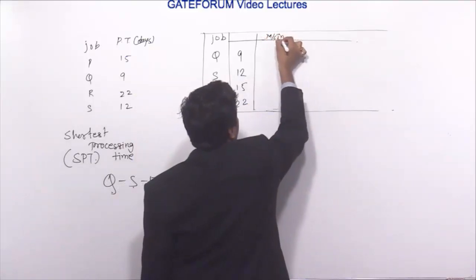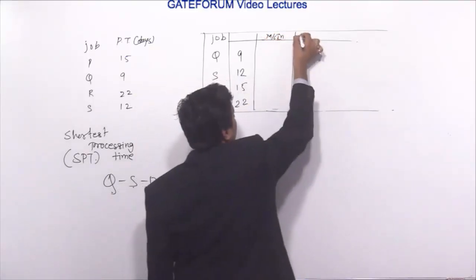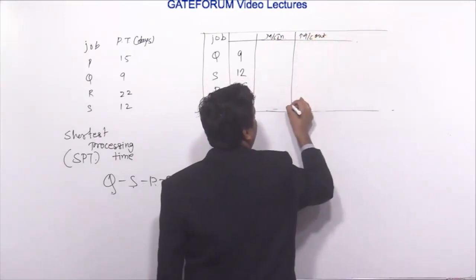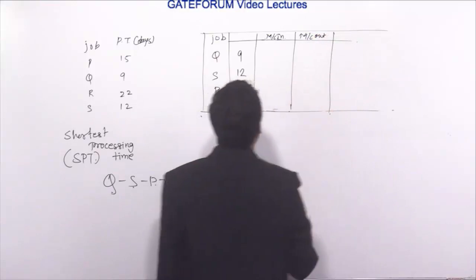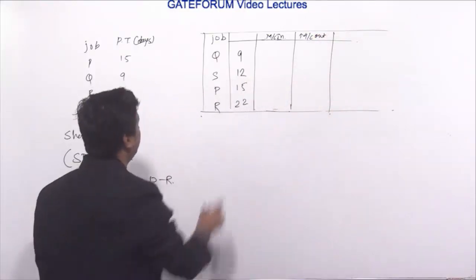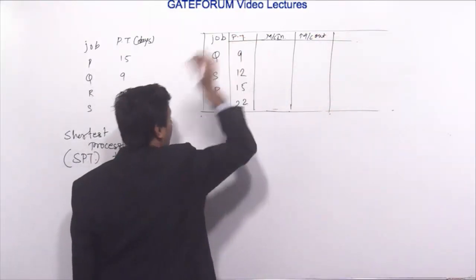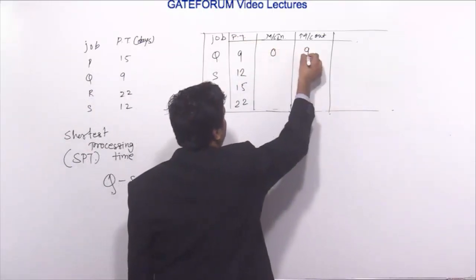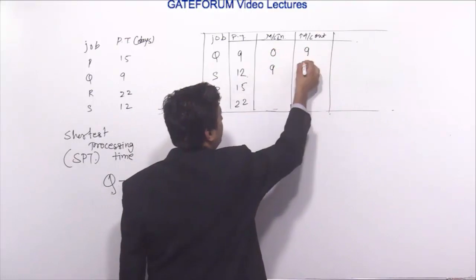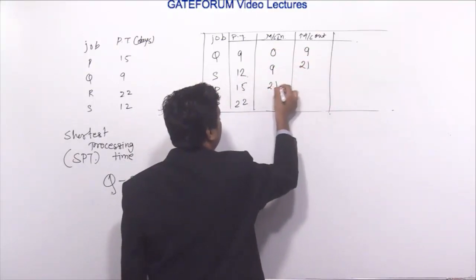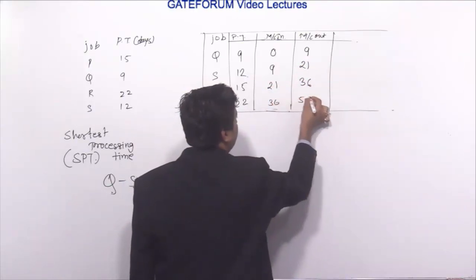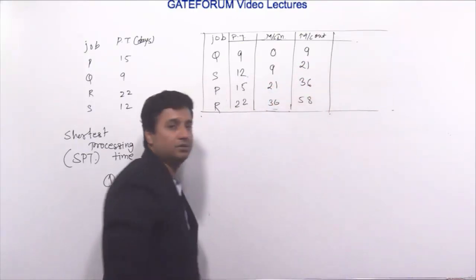Let me go for machine in and machine out. This is your processing time, machine in and machine out: 0 to 9, 9 to 21, 21 to 36, 36 to 58. Are you getting this or not?